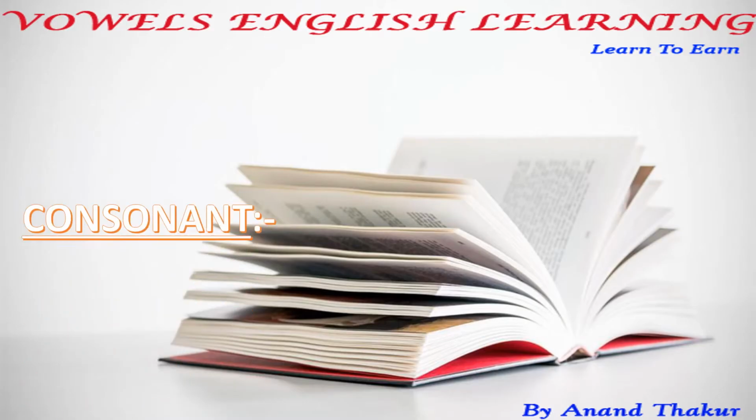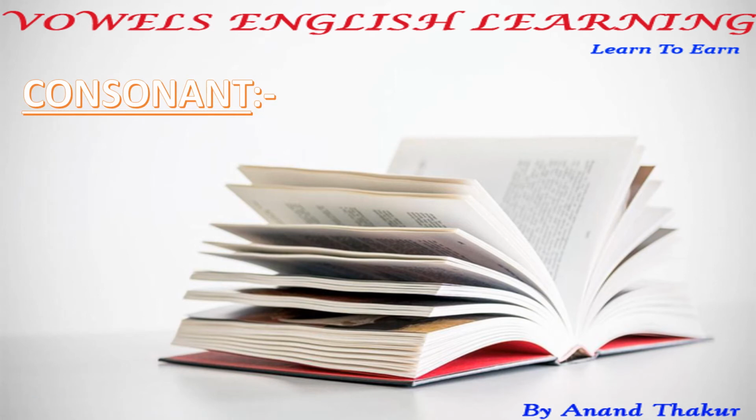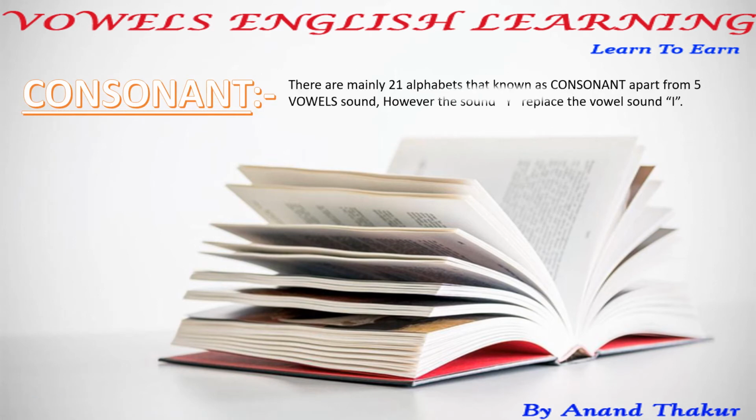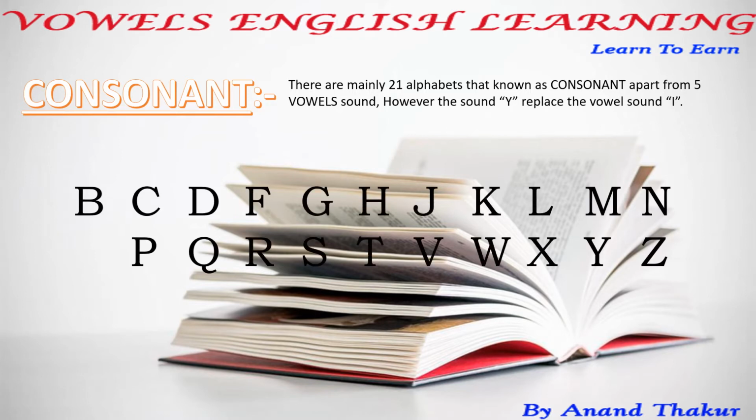Apart from the vowel sounds, there is a second type that is known as the consonant sound. Apart from the 5 vowel sounds, there are mainly 21 alphabets that are known as consonants. However, the Y sound here is replaced as the vowel sound I. So these are the 21 consonant sounds: B, C, D, F, G, H, J, K, L, M, N, P, Q, R, S, T, V, W, X, Y, and Z. So these are 21 consonants.